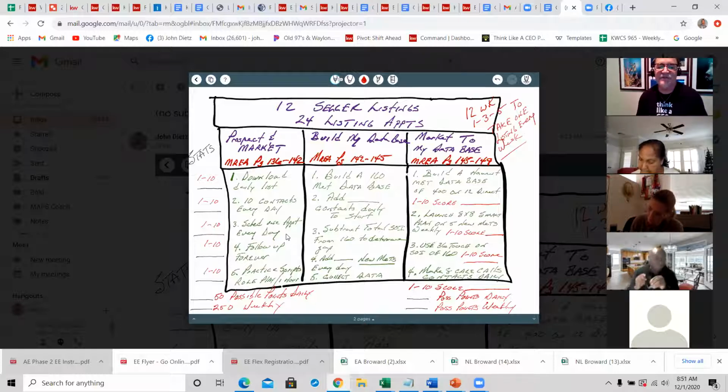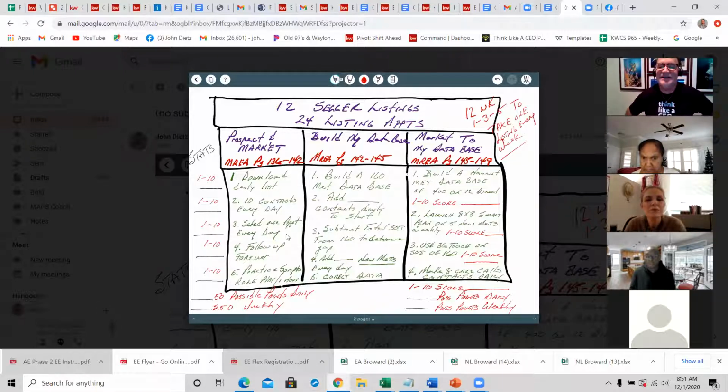Now, if I look at the far right-hand side of my 135 and I look at my strategies: build a haven't met database of 400 on a 12 direct, score of 1 to 10. Well, that's pretty simple. If I add 400 haven't mets to my haven't met database, and I put them on a 12 direct, then that's a score of 10. If I add 200, well, then I'm at 50%, so I get a score of 5.